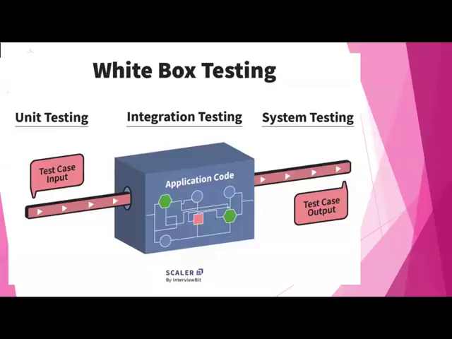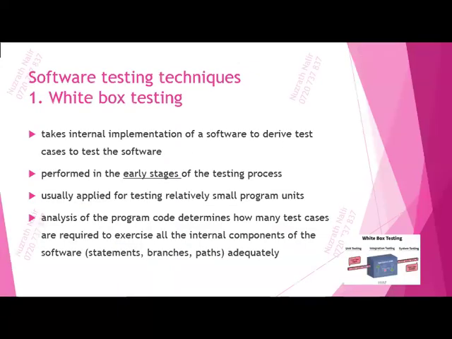These three are under the white box testing. Now read this one, my dear students. Usually applied for testing relatively small program units. Analysis of the program code determines how many test cases are required to exercise all the internal components of the software, statements, branches, paths, code, program, and user login, user logout adequately. Very simple term. Is it there? So then underline that early stages of testing, and within a bracket you can say unit test, integration test, system testing.